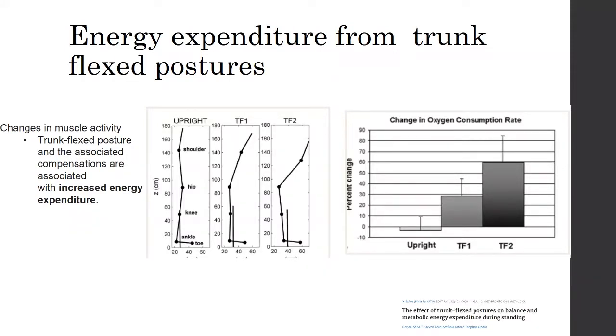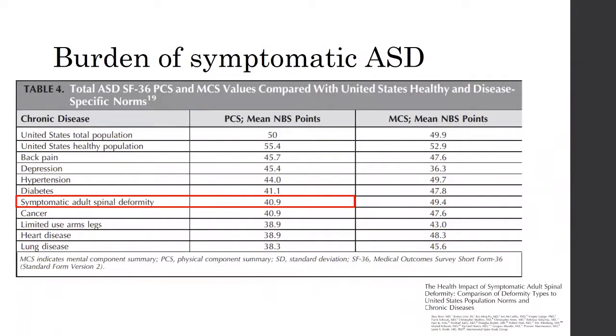it becomes quite profound. But what kind of data do we have to demonstrate how profound or debilitating these conditions can be? Is it not just an aesthetic problem and inability to wear certain clothes? Well, data coming out of the International Spine Study Group has demonstrated, using a large cohort of patients and using SF36, that symptomatic adult spinal deformity is on par in terms of the physical component issues with cancer, with heart disease, with lung disease, and is in fact more debilitating than diabetes, hypertension, depression, and back pain, and of course significantly lower than the healthy population, 55 versus the 40.9, which is equivalent to cancer within this group. And so we now can understand that this certainly is a serious problem that many patients suffer from and come to their surgeons for help.